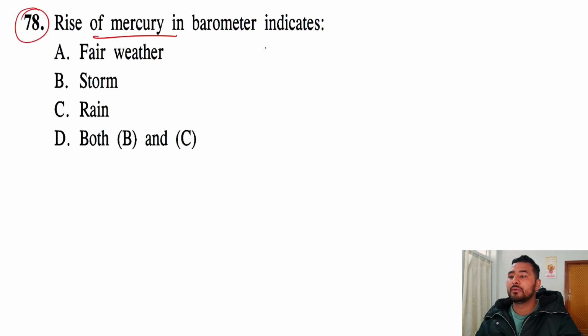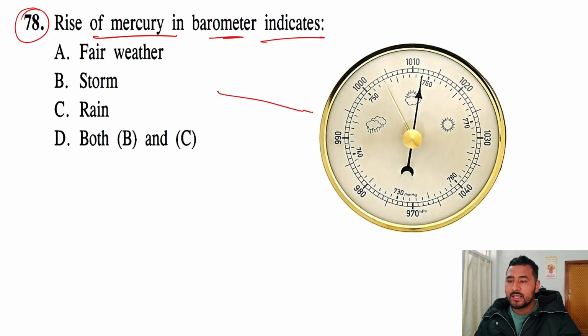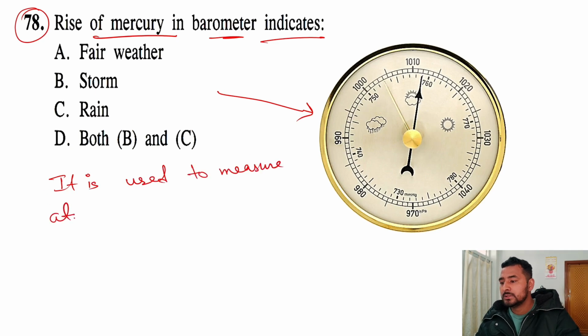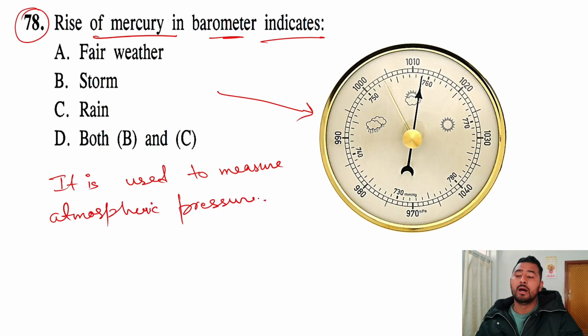78. Rise of mercury in barometer indicates what? Is it fair weather, storm, rain, or both B and C? So let me show you what a barometer is first. You can see this device is known as a barometer. It is used to measure atmospheric pressure. After measuring the atmospheric pressure, it tells us about the weather, how the weather will be.